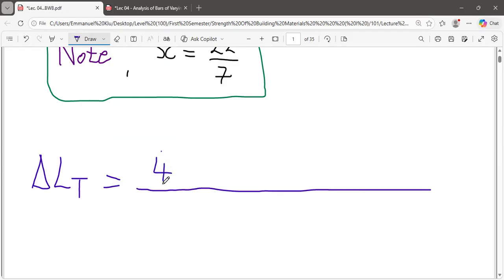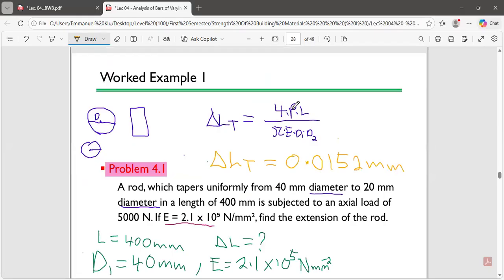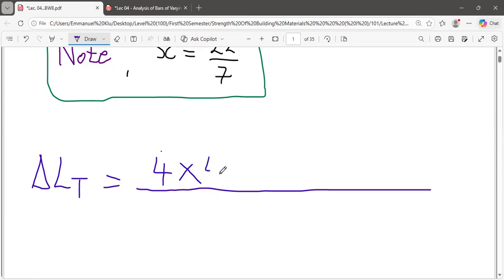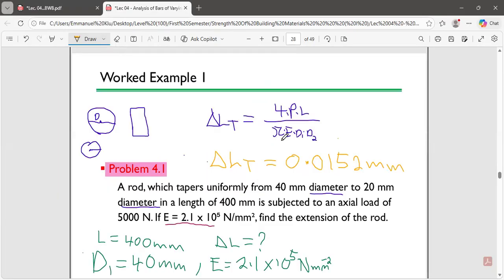In this case, the 4 is a constant. So we say 4 times, look at the formula, 4 times our load times the length. Let's do it together. 4 times the load, which is 5,000, or 5 kilo. The length was 400 millimeters, all over the pi. In this case, we want to use 22/7.